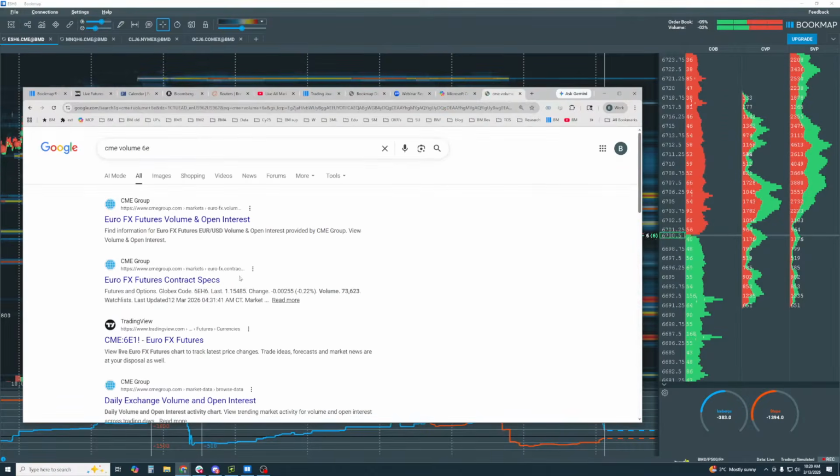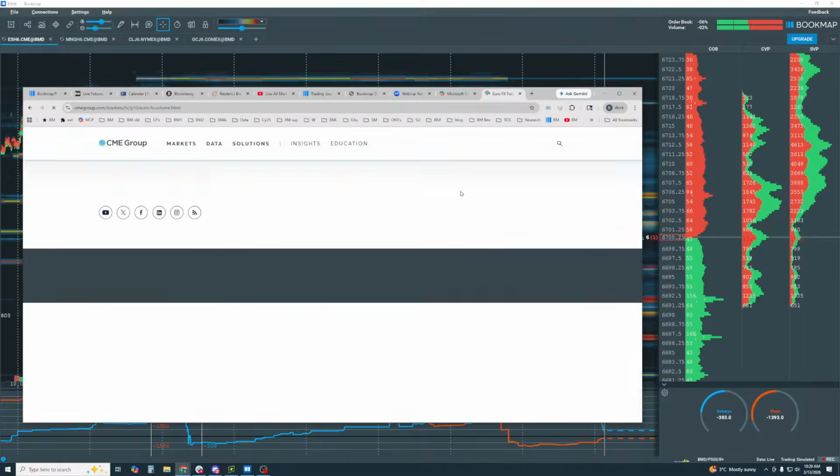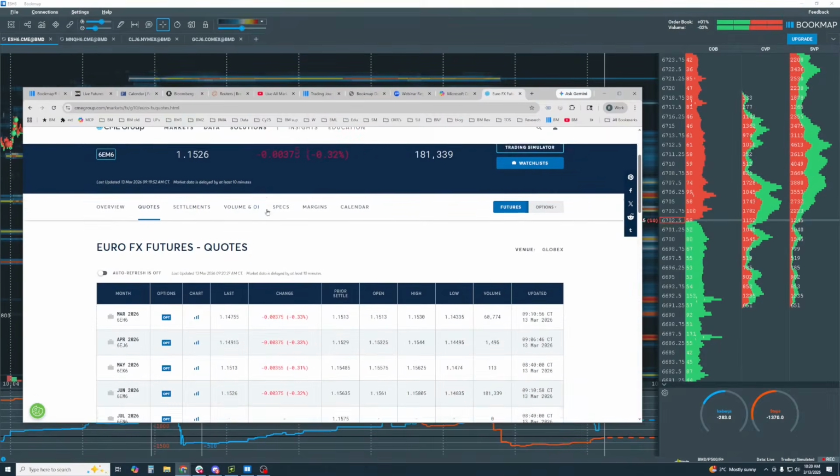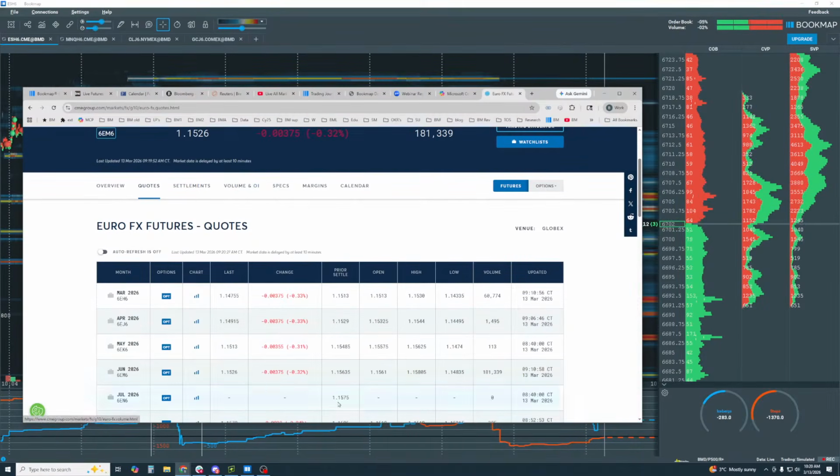and let's take a look. It makes sure that it's the 6E over here. See how it has rolled to the M contract. Even the CME says it's rolled. But let's take a look at the quotes in here, and we'll also look at the volume and open interest. Here's the March contract, here's the June contract. So very clear, it has rolled to the June.